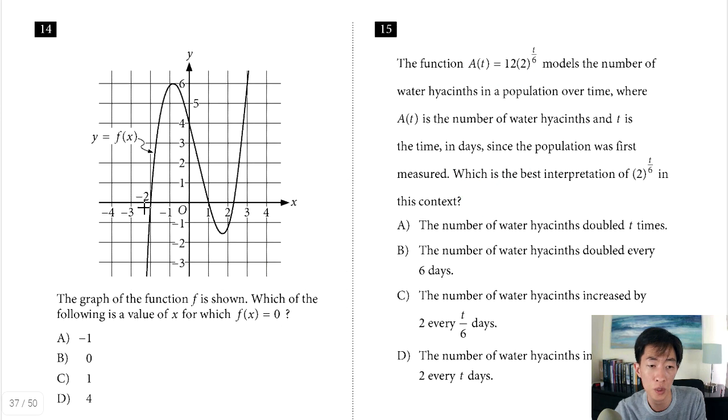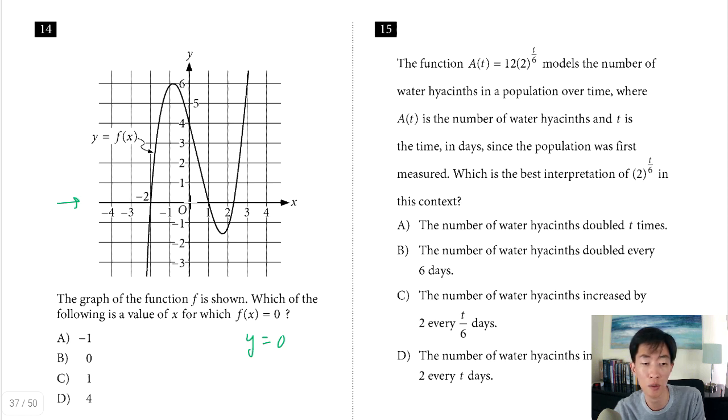Question 14, we have a graph. Notice that this is a polynomial function, just like the question that we had before. It says, the graph of the function f is shown, which of the following is a value for x for which f of x equals 0. So this is basically saying, when is the y value equal to 0? Simple. That's when the graph crosses the x-axis. So this is another way of asking what are the zeros of the graph, or what are the solutions.